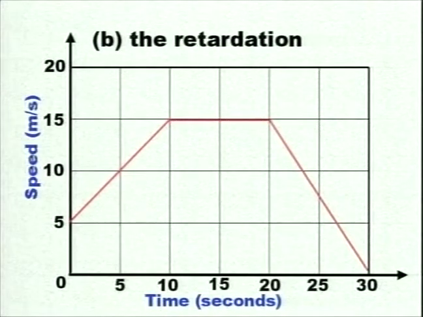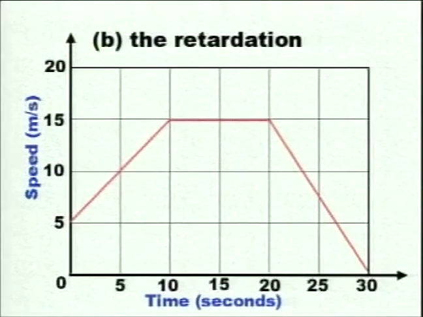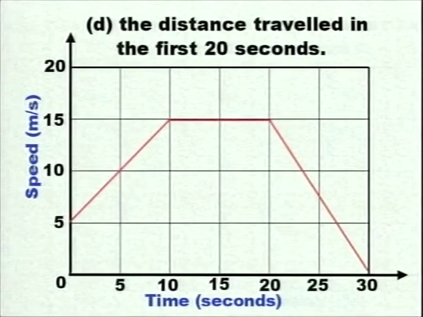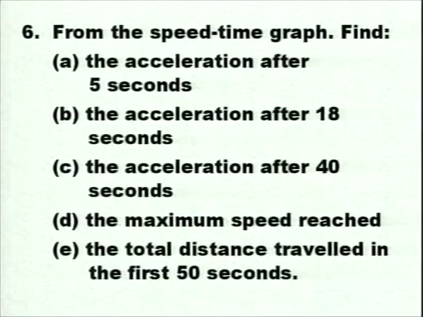Next question. What is the retardation? Velma? 3 meters per second squared. Again? 3 meters per second squared. You all agree? Yes? Let us see the initial speed. Hekoi? 5 meters per second. Patrick? The distance traveled in the first 20 seconds. 250 meters. Correct? Good. Number 6.